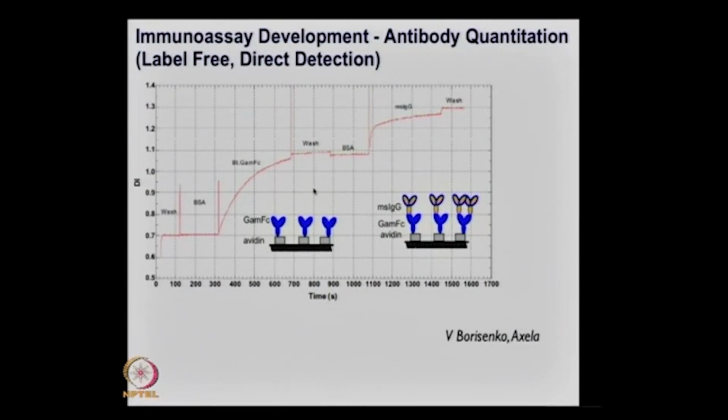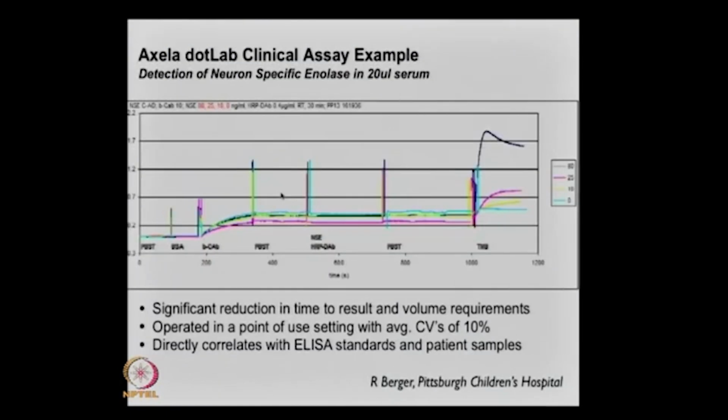And what do you have on this one? This is just antibody quantitation and showing a slightly different surface. This is avidin with a gum FC in there. It's not different from the other one, so I'll pass by it.